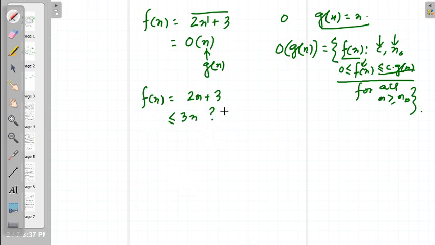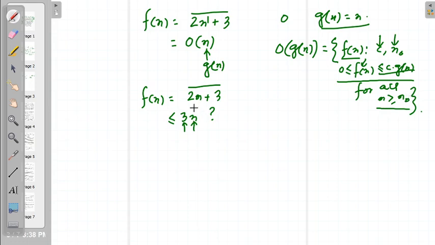If I can write this, then you see that Fn is less than or equal to, this is our C and this is our Gn, and then that condition will be satisfied, and then we can say that by definition this Fn is in the order of Gn. So here Gn is n, so it should be order of n. So how can we argue that 2n plus 3 is less than or equal to 3n? You see this has to be satisfied for all n greater than or equal to n naught.